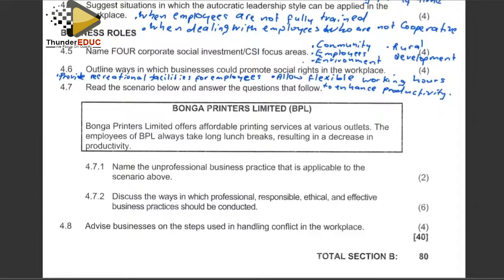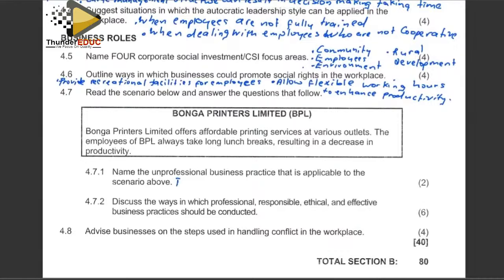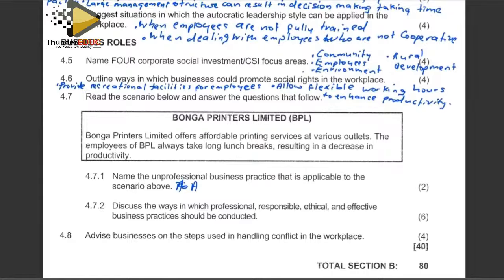So this is abuse of work time. Abuse of work time. Okay, right. So now let's check 4.7.2. Discuss the ways in which professional and responsible, ethical, and effective business practices should be conducted.